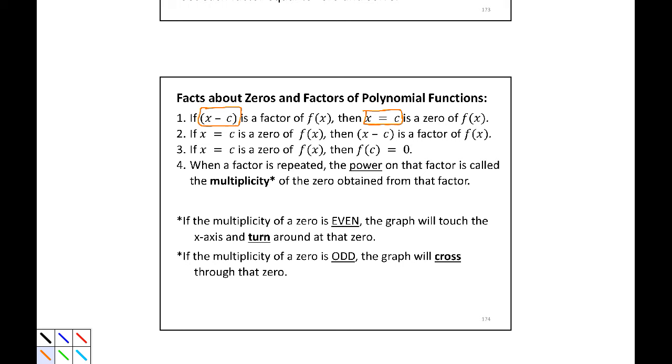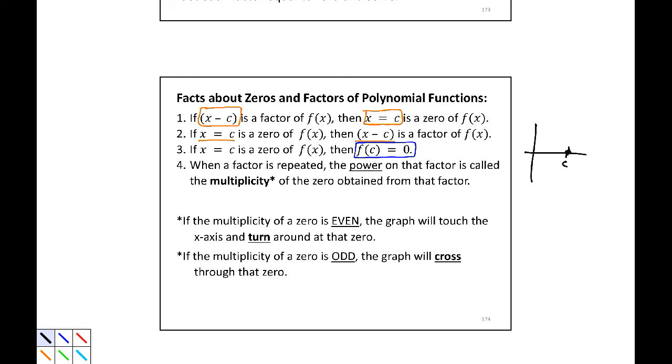Now conversely, if x equals c is a zero, then that means x minus c is a factor. That's useful when we're trying to build a function. The last thing we have is if x equals c is a zero, then f of c equals 0. That is because zeros are, by definition, values that make the function 0. That's actually why they are x-intercepts, because if you're at c comma 0, that's on the x-axis.